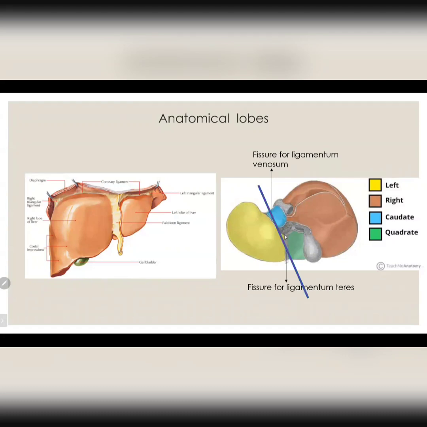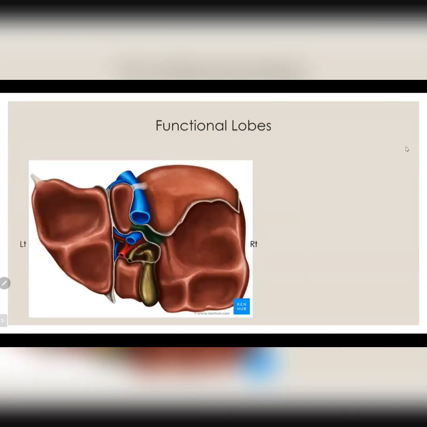So the imaginary line passing through the fissure for ligamentum venosum and fissure for ligamentum teres divides the liver from the posterior aspect. This line will divide the liver into a smaller left lobe and the larger right lobe. In addition to this, please remember the right lobe of the liver anatomically also contains the caudate lobe and the quadrate lobe. How is the liver divided into different lobes based on the function?